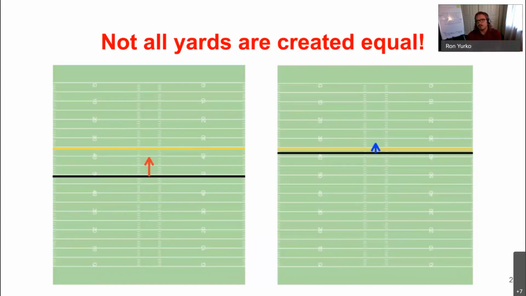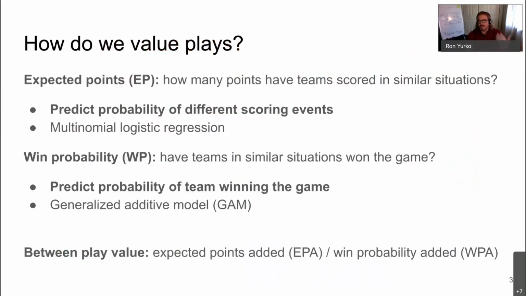So this has really led to 2 paradigms that are connected to thinking about how we actually value plays in football. So that's expected points and win probability. So expected points is just saying, given all the information I have about the team with possession at the current moment, where they're at in the field, the yards to go, down situation, possibly time remaining, how many points is this team expected to score?